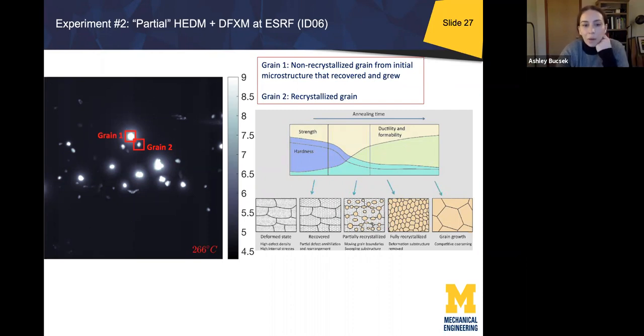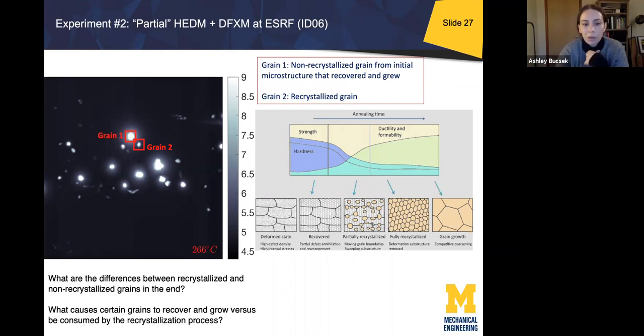So we have a lot of questions just based on this first look at the data. What are the differences between recrystallized and non-recrystallized grains in the final microstructure, and what causes certain grains to recover and grow versus be consumed by the recrystallization process? This is where those multiscale techniques come in handy. We're going to look for the answer to this question in the dark field measurements.